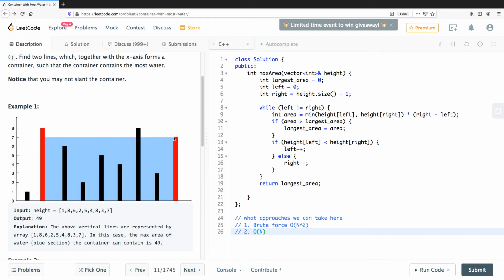Because imagine you are at this case, the red here and the black here. Now, why do you think it makes no sense to try this combination? Just take this case. Now imagine we already tried this combination, we got 49. Now should we try the combination with this black line and this red line here? Why do you think it's of no use?